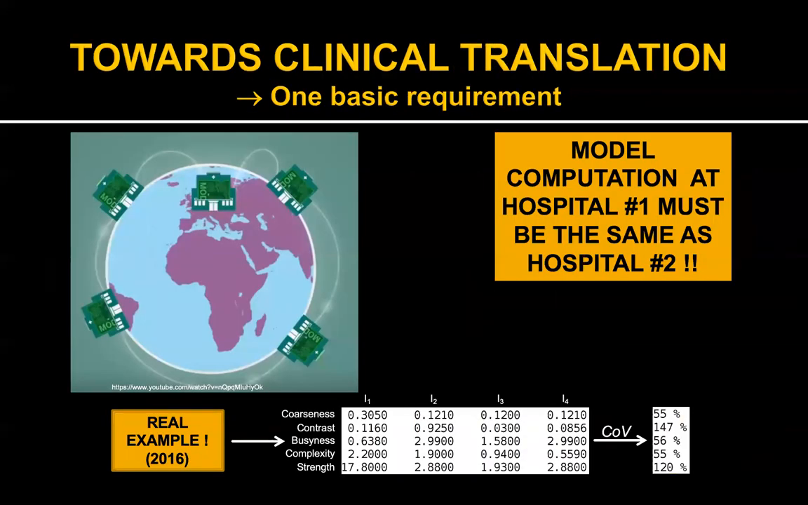Towards clinical translation, though, there's one basic requirement for this whole process to work: the radiomics model computation, let's say we assume that we have a radiomics model, this computation of the model must be the same at hospital 1 as at other hospitals, 1 or 2.